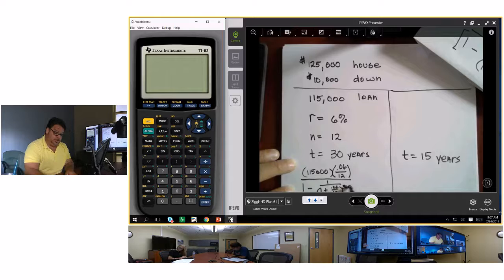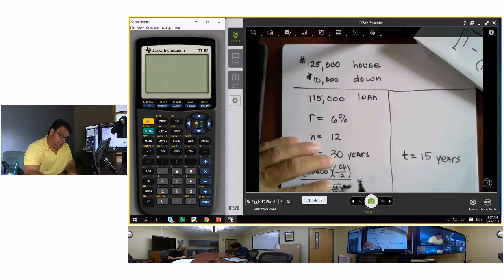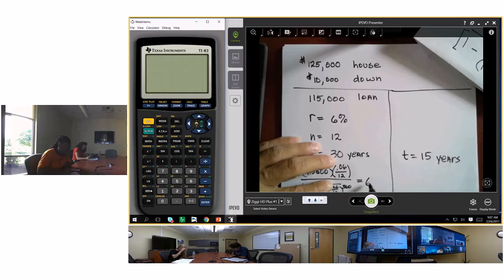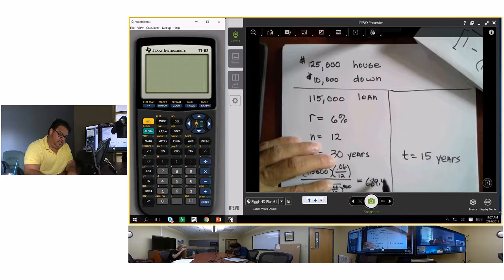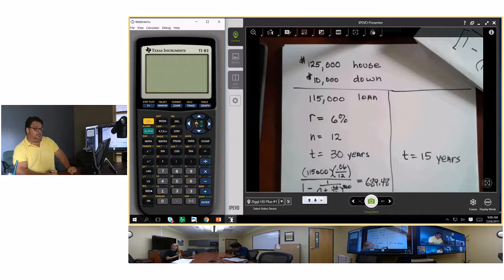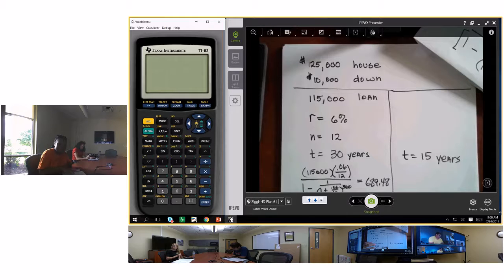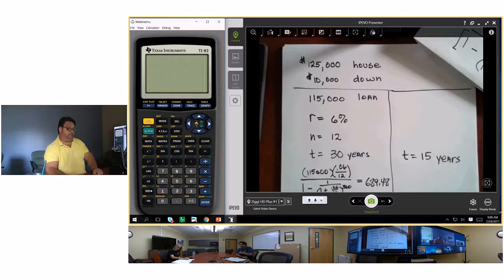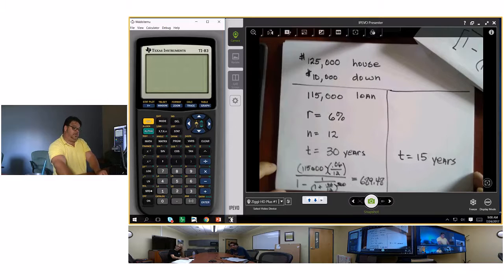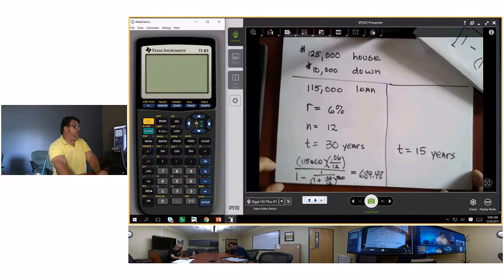And what did you get, Ms. Smith? I got $689. $689.48. Yep, now do it at 15. And then figure how much did you actually pay for the loan?